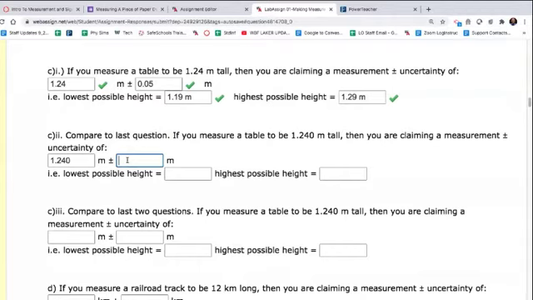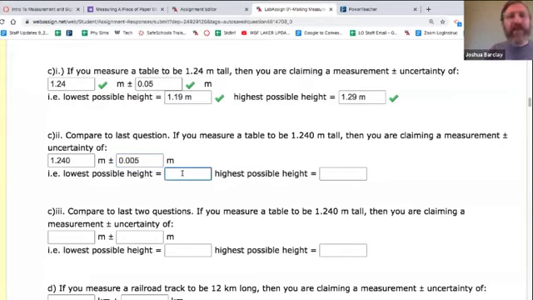It would be 0.005. You are absolutely right. You see how it's the same place? It's the thousandths place. You got that absolutely right. So that means notice we're saying there's less uncertainty. So you just subtract this. Notice we're claiming this is between 1.235 by subtracting 0.005, and the highest possible one will be 1.245. Notice the difference here between this and this. This is a smaller range. 1.235 to 1.245 is a smaller range of uncertainty than 1.19 to 1.29.